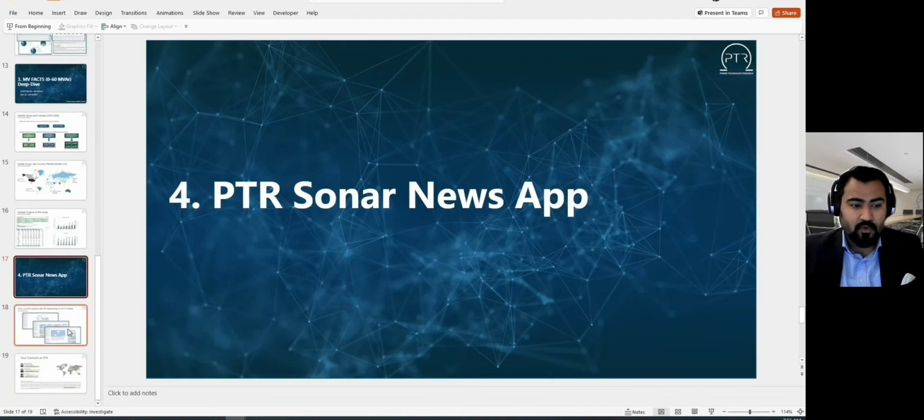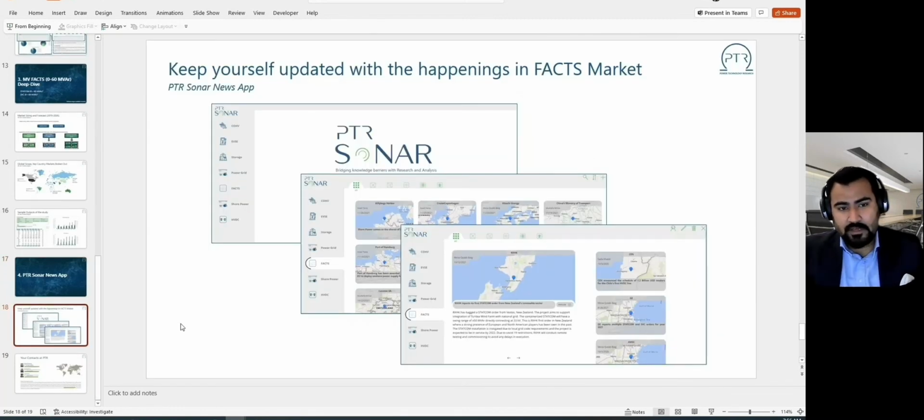Lastly, if you subscribe to any of the 3 products that we have, you will get access to our PTR Sonar news app, where we cover different industry news or different happenings every week, on which we have the analysis of our subject matter expert as well, as you can see in this image. So on a weekly basis, you will get updates on the market, and then also analysis from our analysts on that particular news event, and what's the impact of that on the overall FACTS market. That is included as part of the coverage.